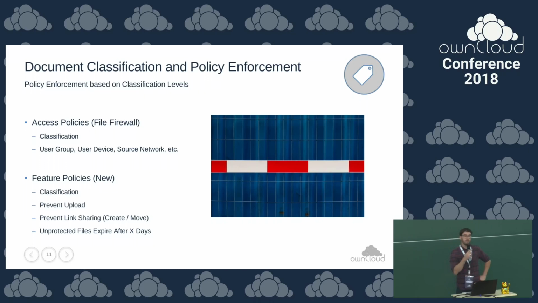And what is really new is feature policies. That's the second part of the new extension that's just around the corner. I call it feature policies because it actually alters the behavior of features. You can then, based on classification, say certain files can't even be uploaded, say strictly confidential files. You don't want them to be available in ownCloud, for example. Or for other classification levels, you can say you want to prevent link sharing. Say external sharing should not be possible for confidential files, for example.